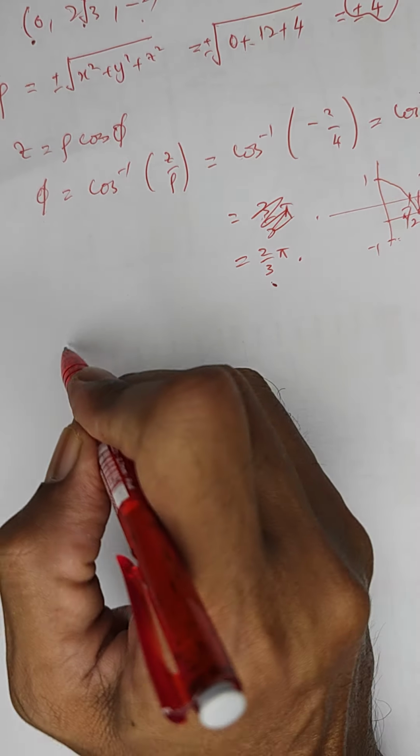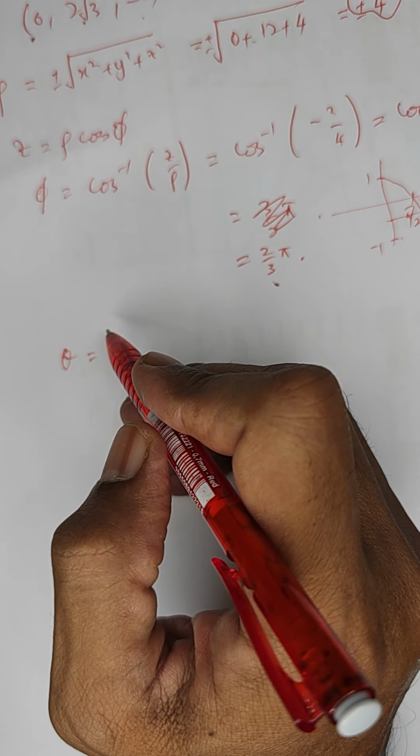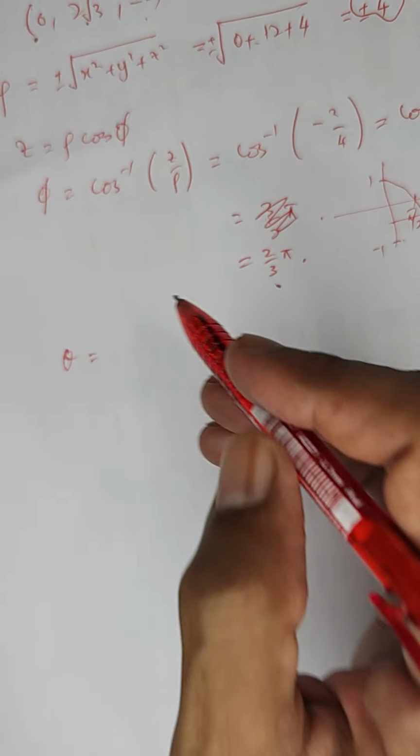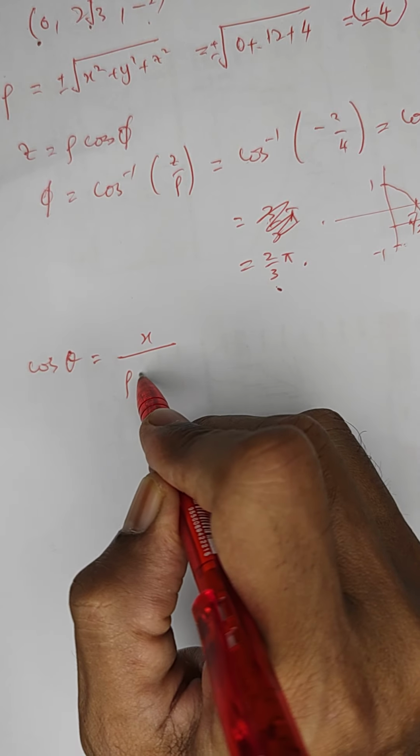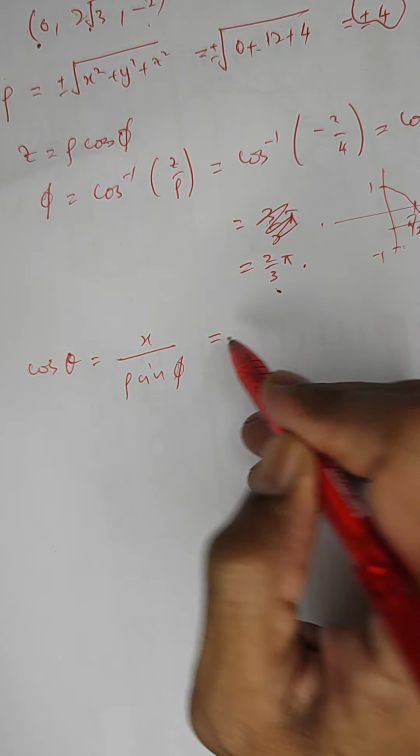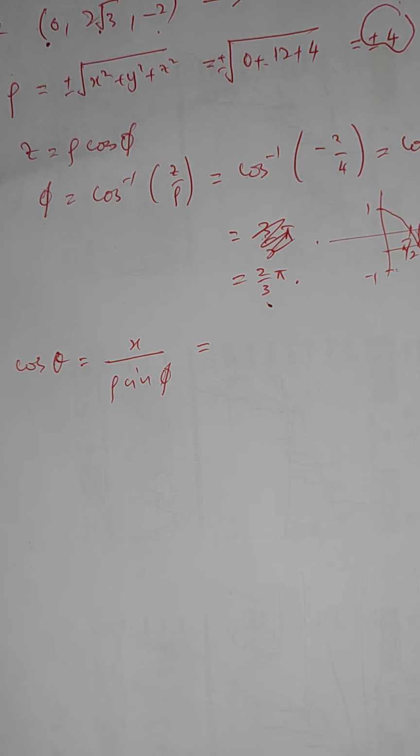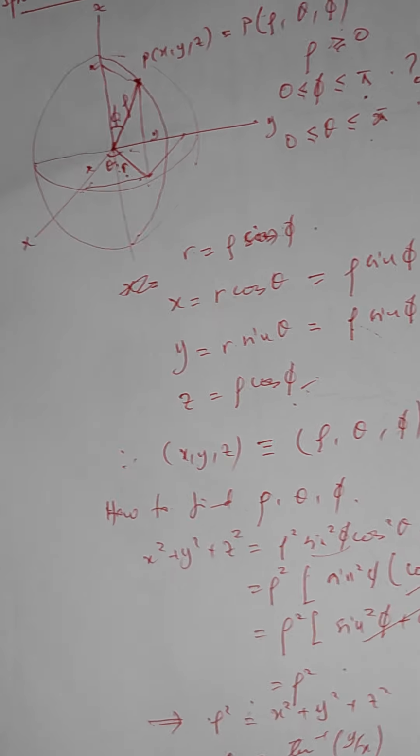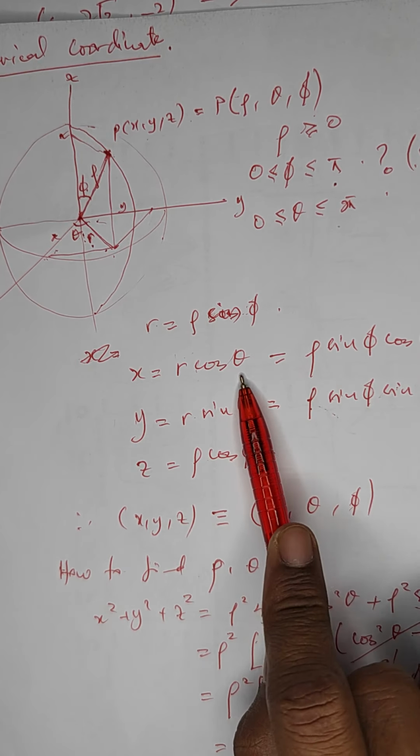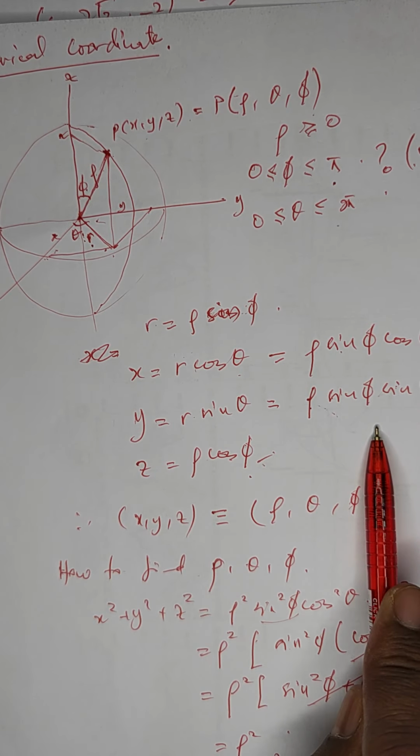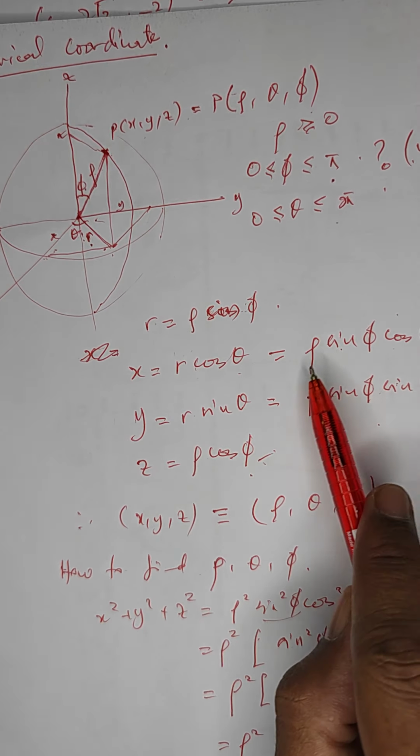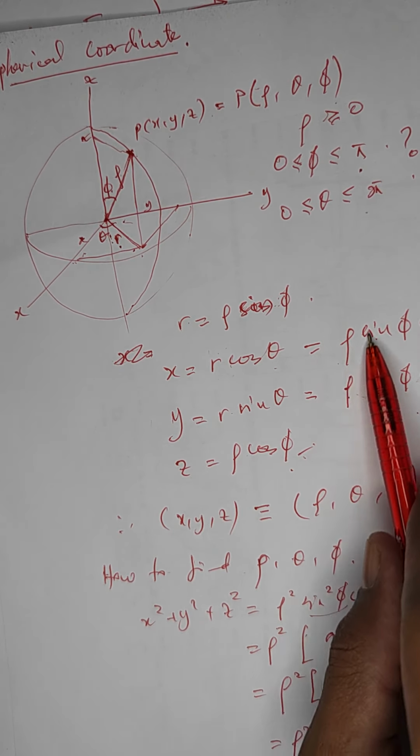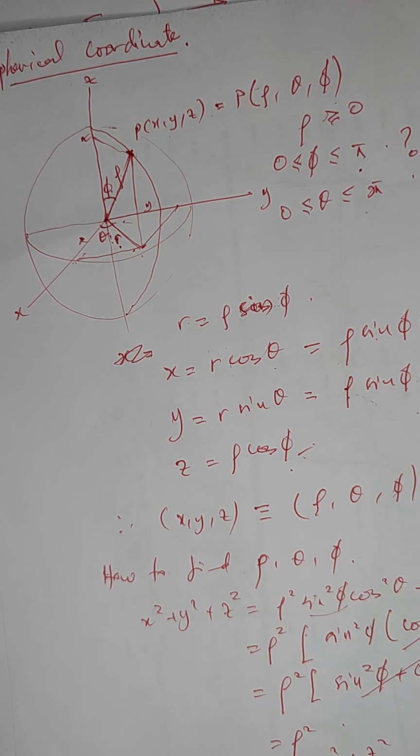We need to find theta. Theta is, we have cos theta is equal to x over rho sine phi. You can use any of these. So we want to find theta, you can use either that one or that one. So in this case, I use x, the first one here. So we have cos theta is equal to x over rho sine phi, because we already found what rho is and we already found what phi is.